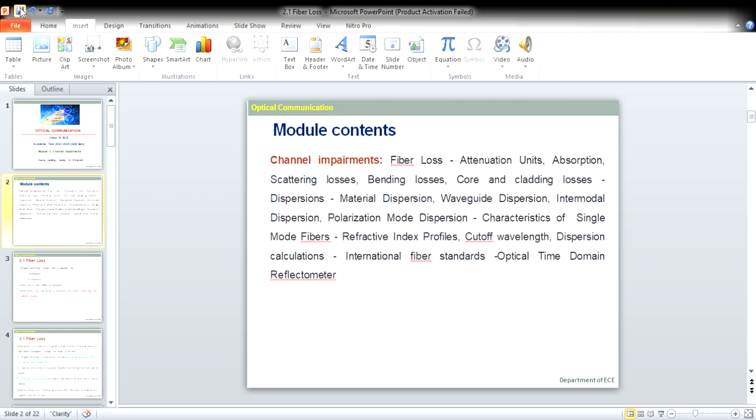And coming to dispersion, we have two types of dispersion, intramodal and intermodal. Under intramodal, we have to study material dispersion and waveguide dispersion, followed by intermodal dispersion. And we have one important dispersion called polarization mode dispersion, followed by characteristics of single mode fibers and optimization of refractive index profiles, and then how to calculate the dispersion.